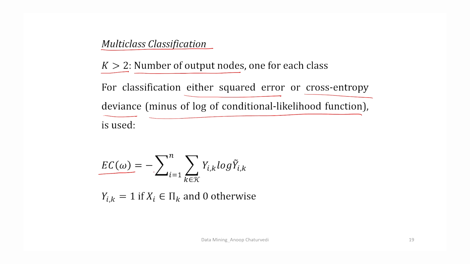This is how we define the cross entropy function: E_c(omega) equal to, we take a minus sign here, then the log of the conditional likelihood function. So, ultimately you get minus the summation i equal to 1 to n, k belonging to capital K, of y_ik log of y_ik curl, where y_ik is equal to 1 if x_i belongs to pi_k and 0 otherwise.